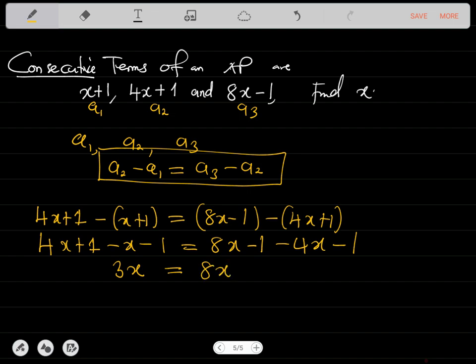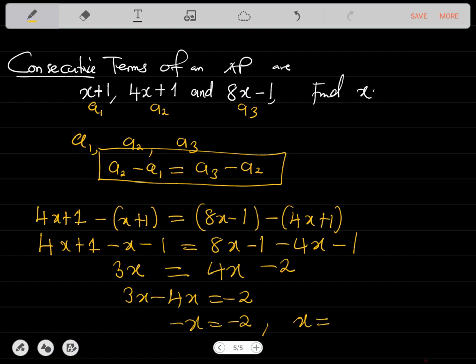8x, and minus 4x, we get 4x. These two add, you get negative 2. Bring this guy to the other side, it becomes 3x minus 4x equal to negative 2. Here is negative x equal to negative 2. Since there are negatives on both sides, just multiply or divide by negative, and you get your x as 2.